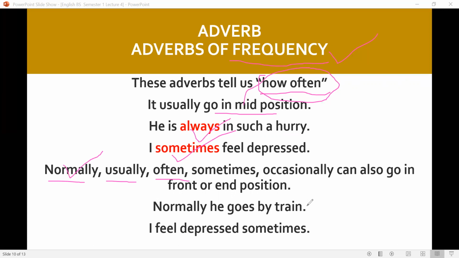Normally, he goes by train. I feel depressed sometimes. They may go in the front position at the start of the sentence or at the end of the sentence.